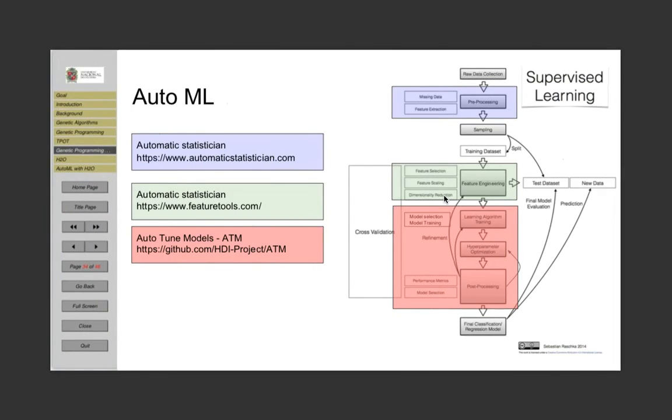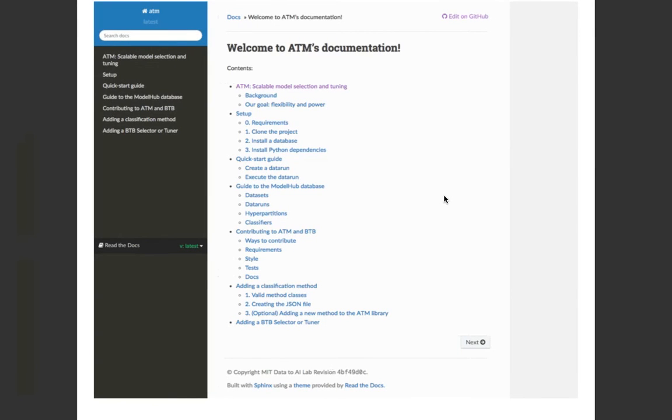For model selection and hyperparameter optimization and evaluation, we will recommend a tool that is called AutoTune, or for short, ATM. For a given classification problem, the ATM's goal is to find a classification method, such as decision trees or a support vector machine or random forest, and a set of hyperparameters for that method which generate the best classifier possible.